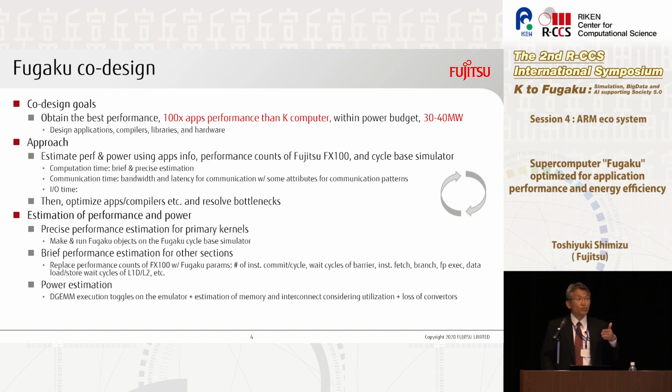So another section of the application is evaluated by other estimation tools, the brief performance estimation tools. So we collect the performance counts by running on our previous commercial supercomputer FX100 and replace the counts with Fugaku architecture parameters. By using this, we can get a brief performance estimation quickly.